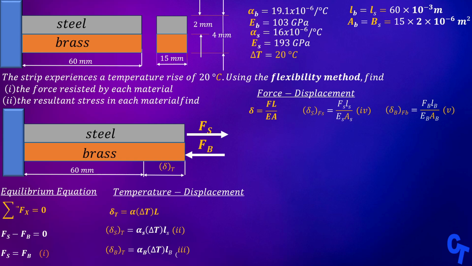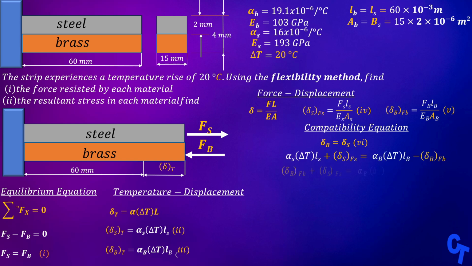Lastly, we need to use the compatibility equation. We know that the metallic bars will have the same length at the end of the expansion. Now let's write the equation. The steel bar will increase in length due to temperature and the reaction of Fb, while the brass bar will first increase in length due to temperature rise, and then decrease due to the reaction force. If we write this as a statement, this is what we get.